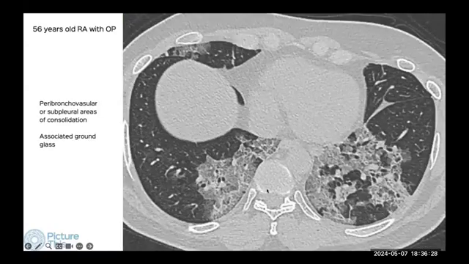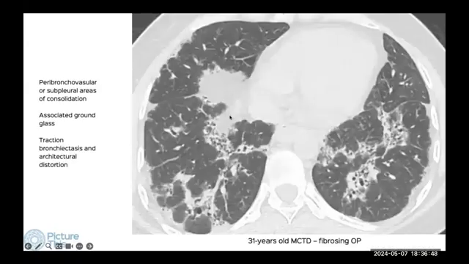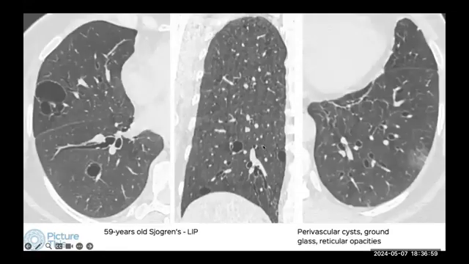The third pattern is the organizing pneumonia pattern, where we get subpleural or peribronchovascular areas of consolidation and admixed ground glass. We've seen this pattern commonly during COVID, but it also occurs with connective tissue diseases, as in this patient with RA. Here's another patient who has a fibrotic OP pattern, with peribronchovascular areas but with traction bronchiectasis, seen in this patient with mixed connective tissue disease.